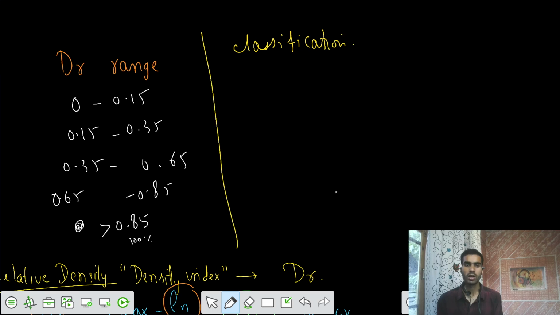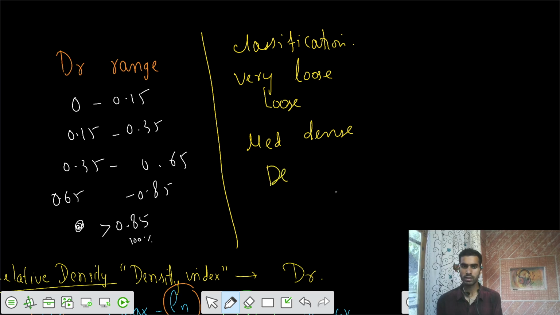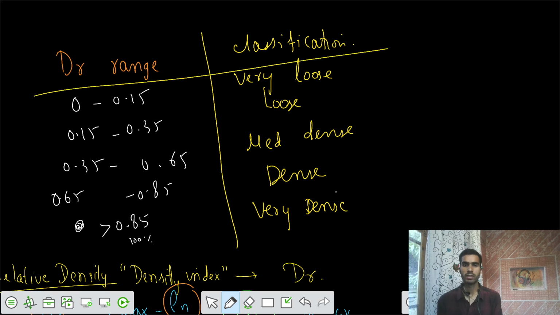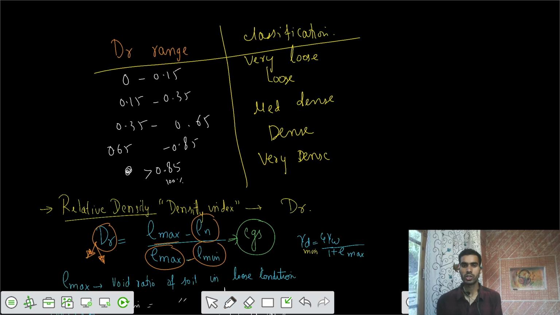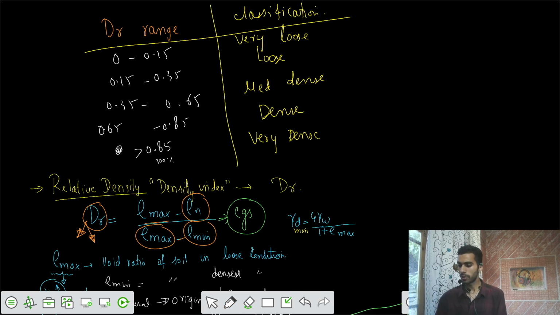According to the range, if your value of Dr is less, that means the soil is very loose. After that the soil is loose. After that the soil is medium dense. After that the soil is dense, and if the value is greater than 0.85, we say the soil is very dense. So this is the comparison sheet, the comparison table.